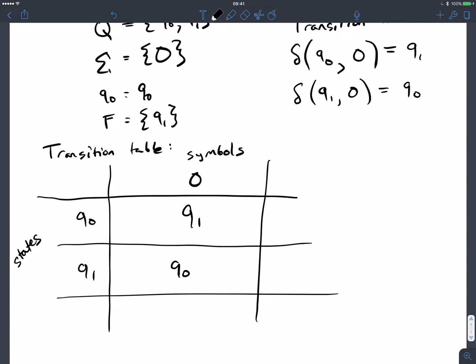Is there any benefit of doing one versus the other? Not really. So if I ever ask you to give a formal definition of one of these things, called DFAs, deterministic finite automata, either one's perfectly fine. Any other questions?